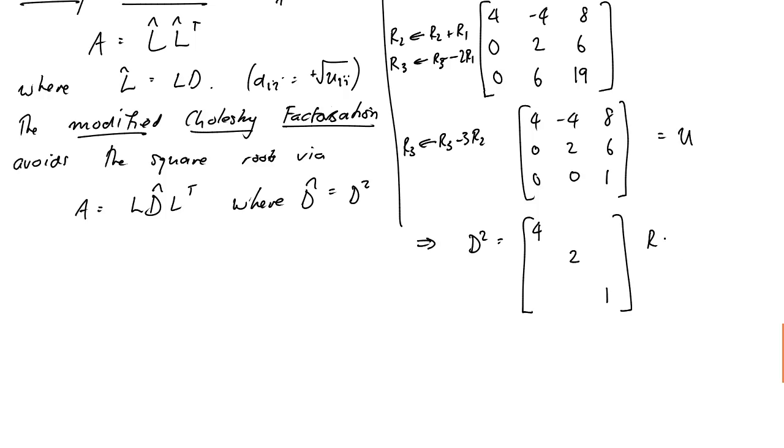And R is basically we take our U and we divide each row by the corresponding entry in D squared. So we'll get a 1, a -1, and a 2. We'll get a 0, a 1, and a 3. And we'll get a 0, a 0, and a 1. So that's our R, which is also our L star. Or in this case, because we're working with the real matrix, it's our L transpose.